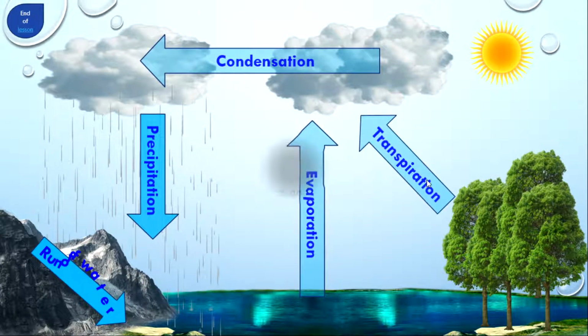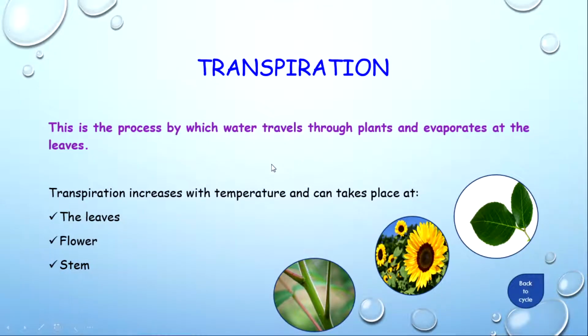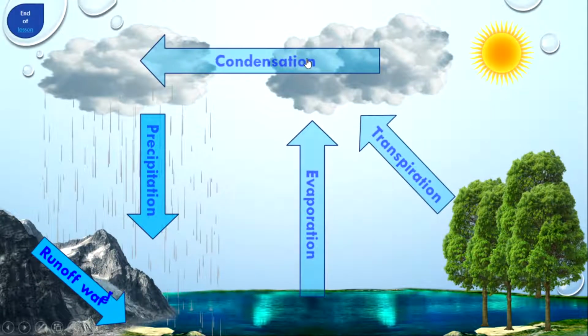Now, let's look at transpiration. Transpiration is the process by which water travels through plants and evaporates at the leaves. It's not only the leaves, but mainly the leaves. A point to note again is that transpiration increases with temperature, which means as temperature increases, the rate of transpiration will also increase. Transpiration takes place mainly at leaves, but it can also occur at the flower and at stems. All right, let's jump back to the cycle for our next process, which is condensation.